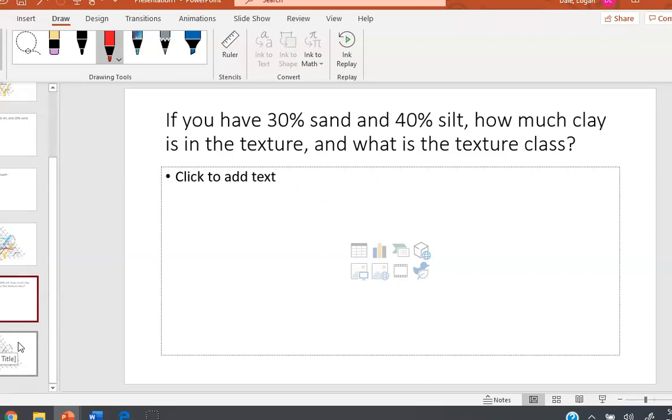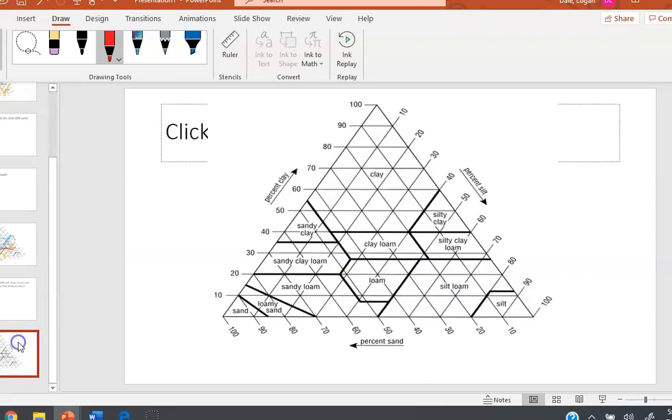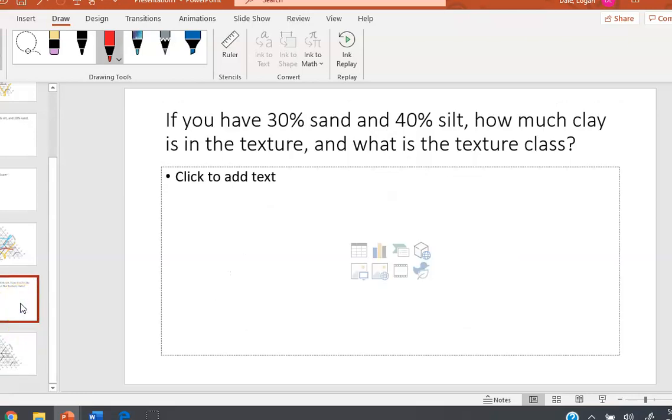If you have 30% sand and 40% silt, how much clay is in the texture? If you know how to do a percentage, the maximum percentage you can have is 100. So you do 30 plus 40, that equals 70. Now you subtract that from 100, which equals 30. All right, so you have 30% clay. And then what is the texture class?